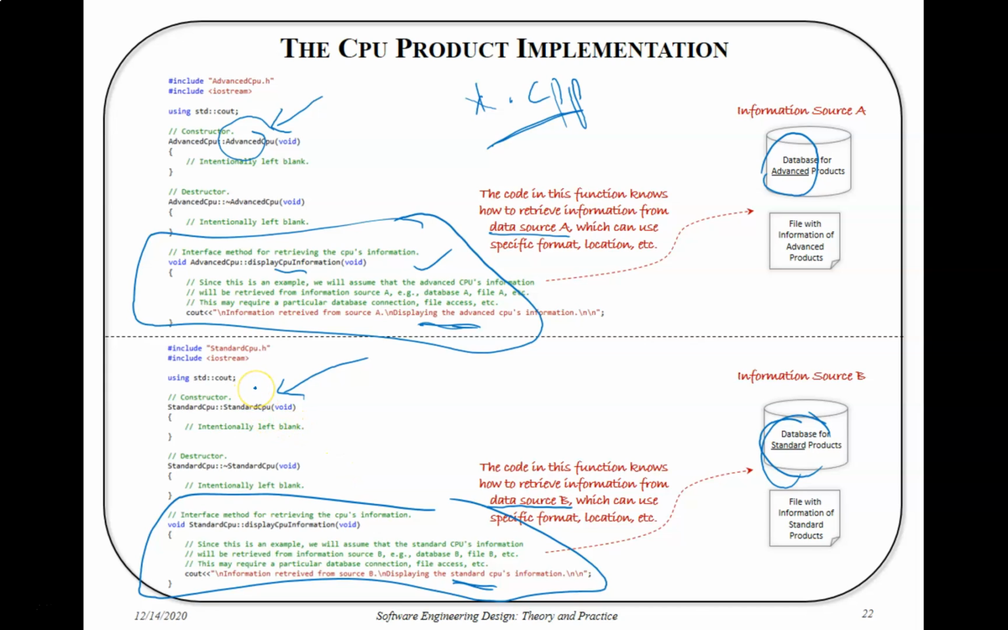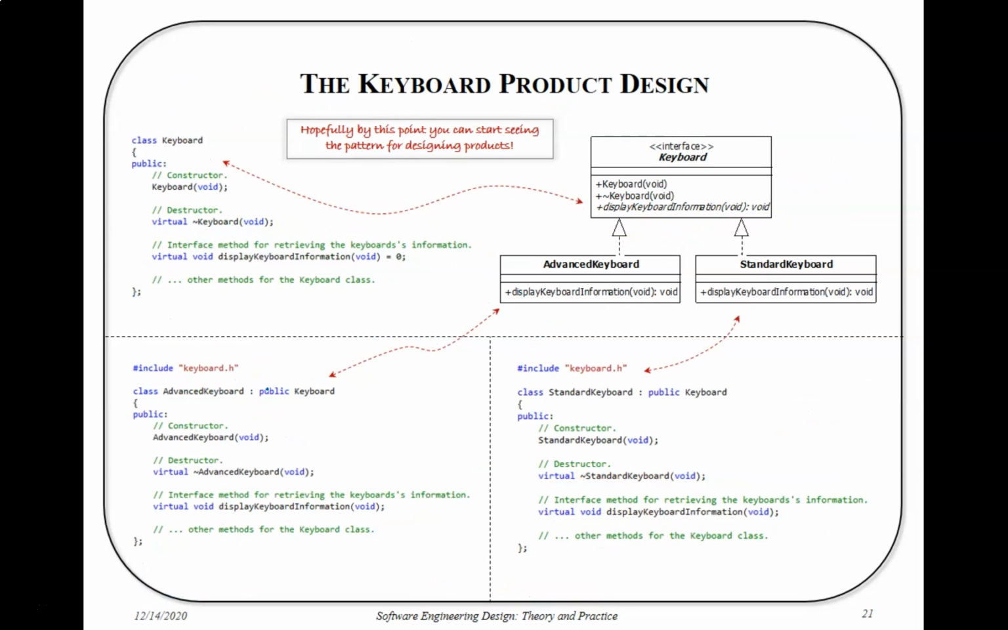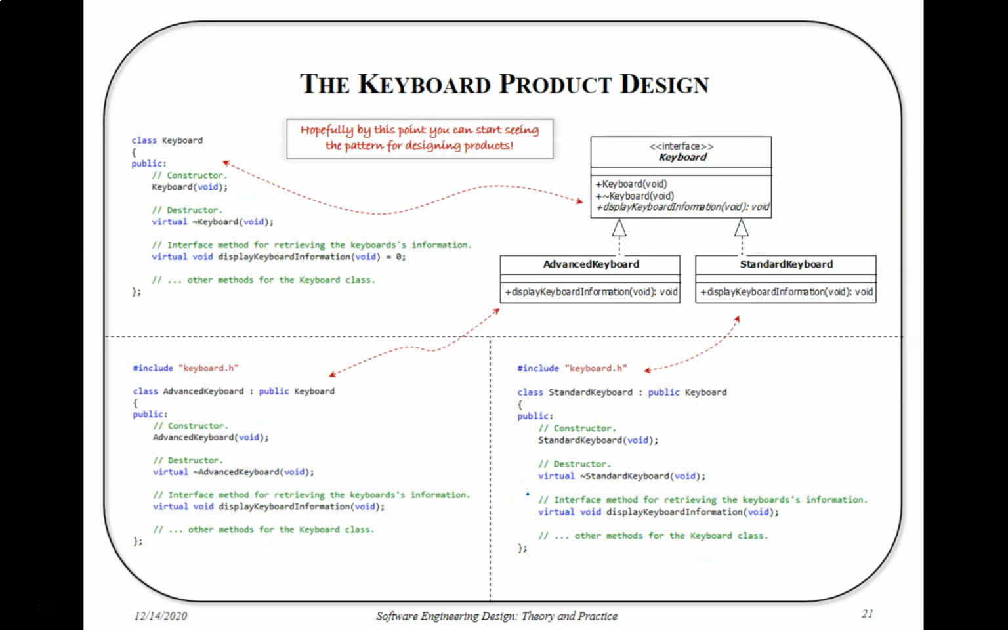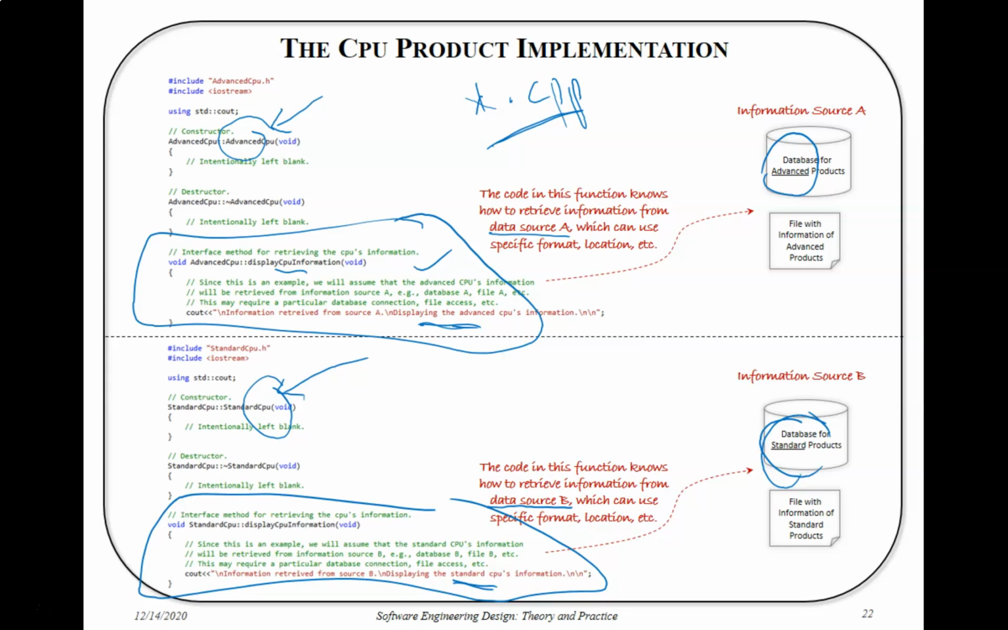Advanced CPU and standard CPU implement the same interface. If you see here, CPU is the interface implemented by the advanced CPU and standard CPU. So they have the same method. They display CPU information, but with a different implementation. This one is a header class. The implementation we can see here. So it's a different implementation. Compare here and here. Just like the example in the OCP, open close principle, in the previous lecture.